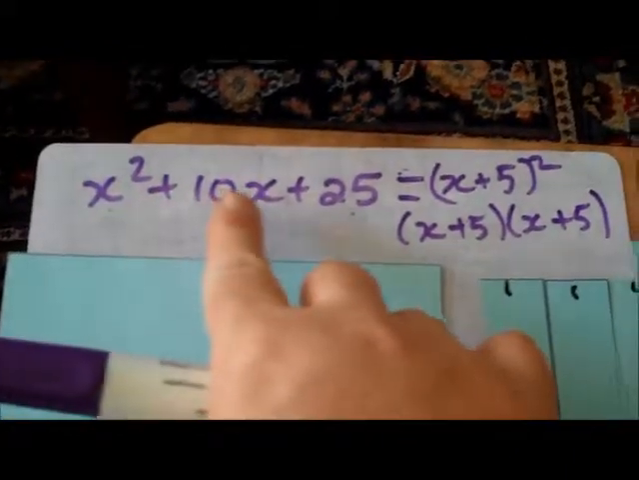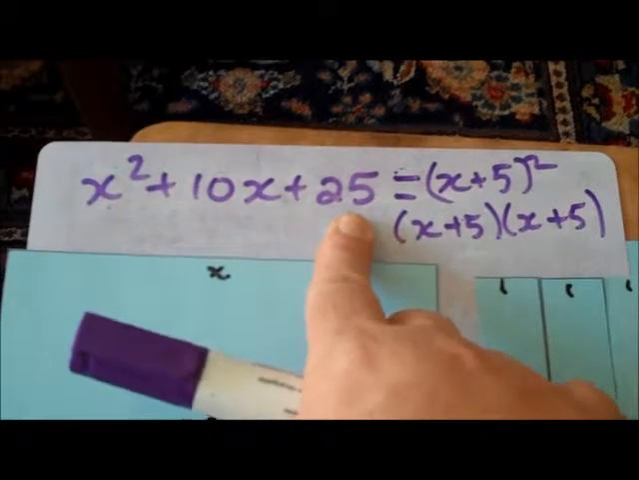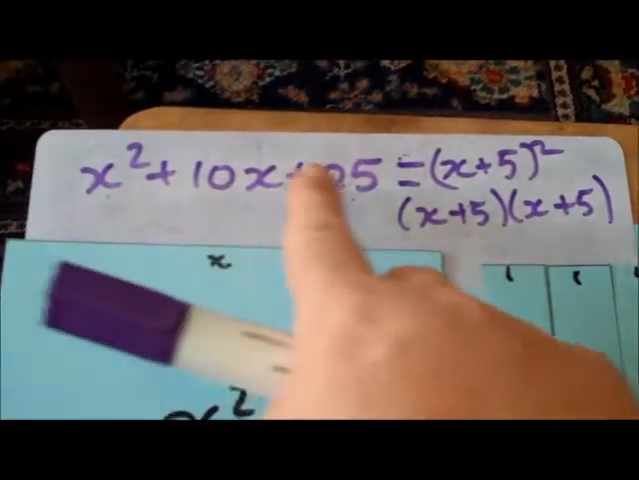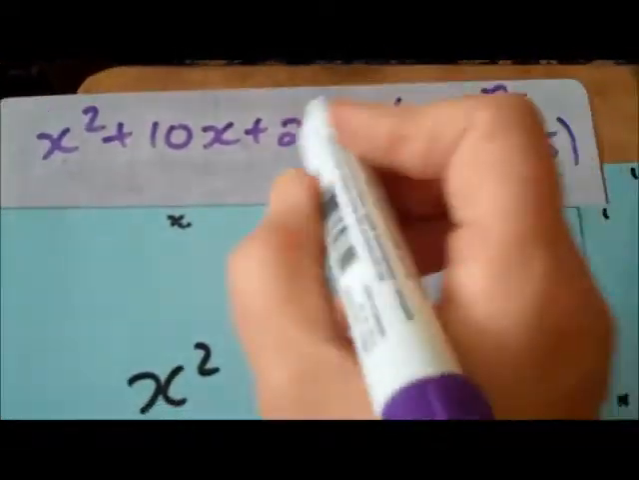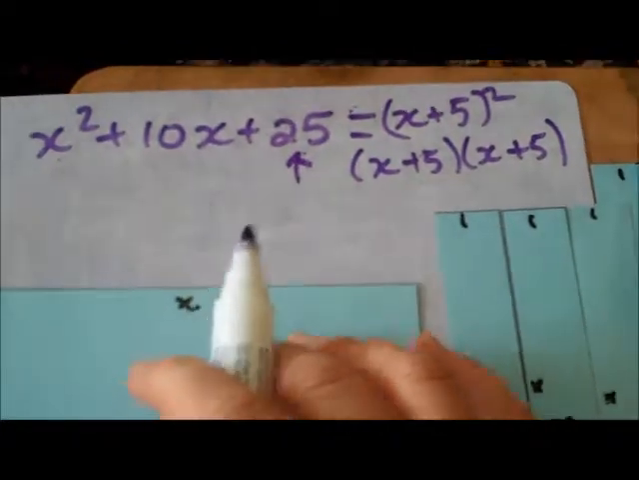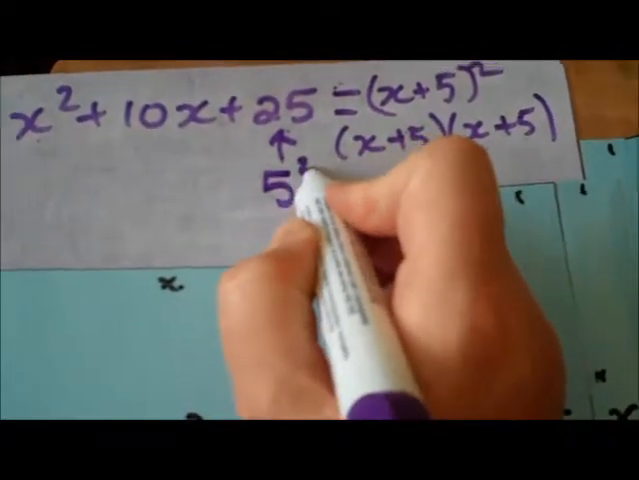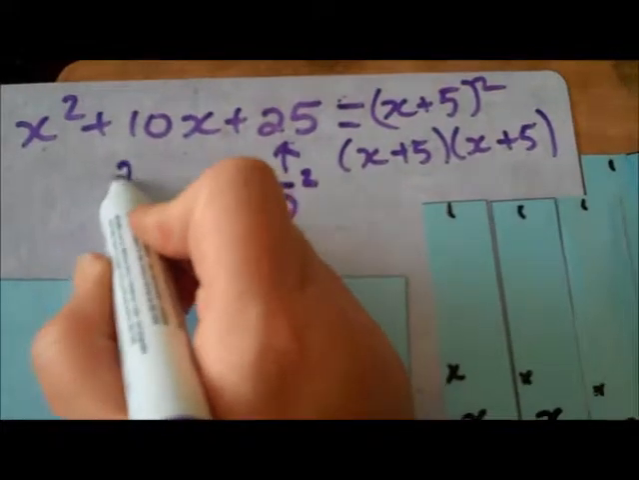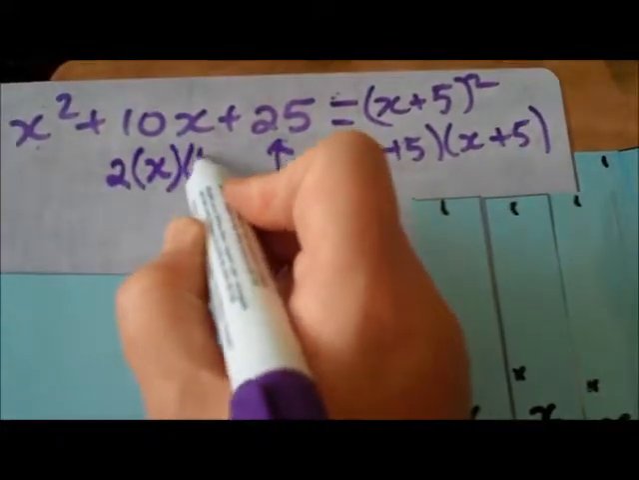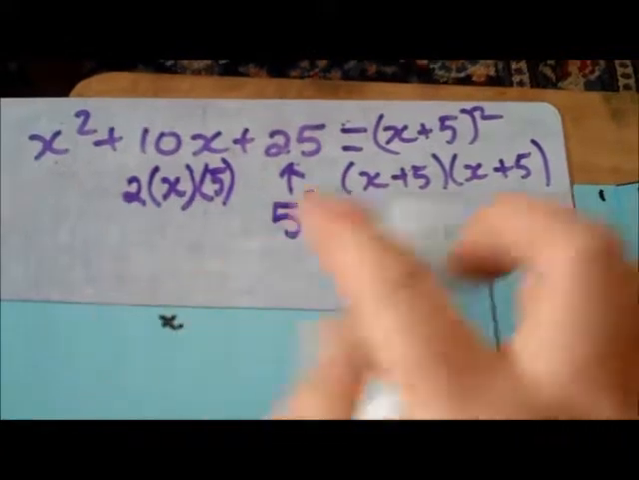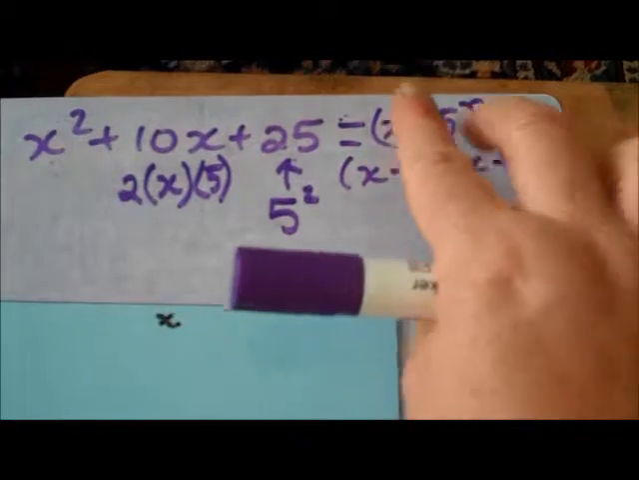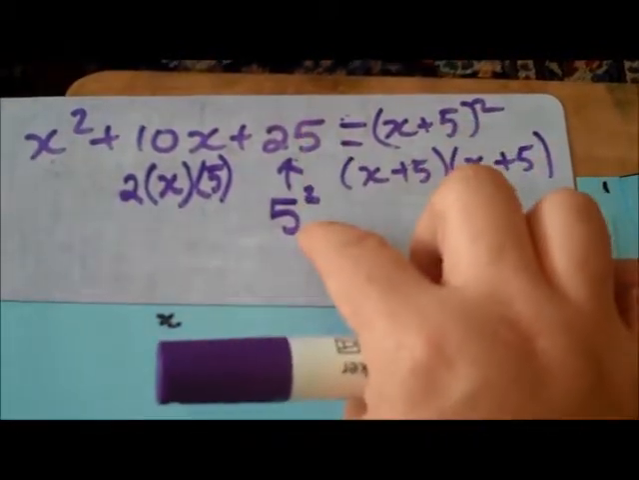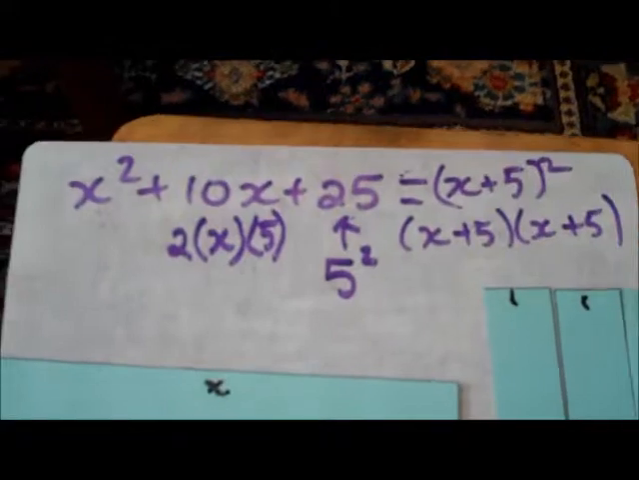If this had been x squared plus 11x plus 25, it's not a perfect square. If this had been x squared plus 10x plus 24, it's not a perfect square. It's only a perfect square when you see that this 25 is 5 squared, and this is 2 times the first one times the last one. So this is x squared plus 2 times x times 5 plus the last one squared, which is 25. That's how it always goes. You could check that yourself.